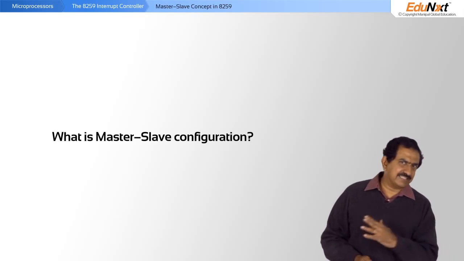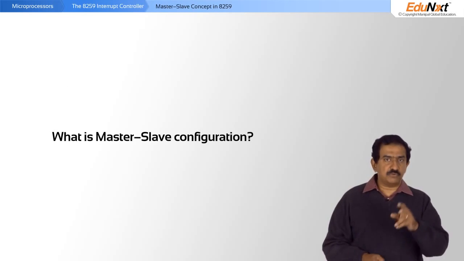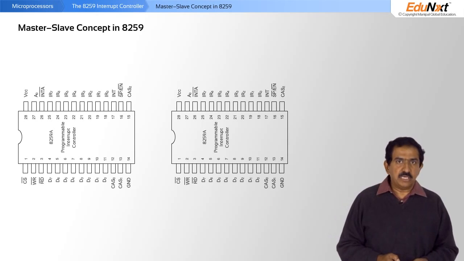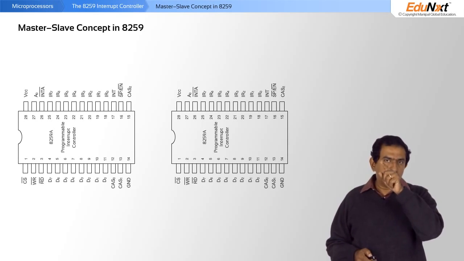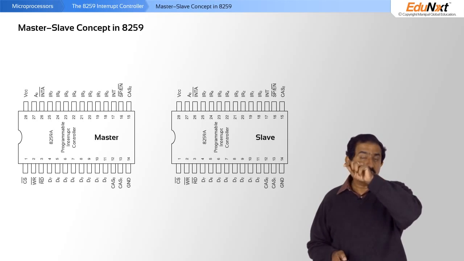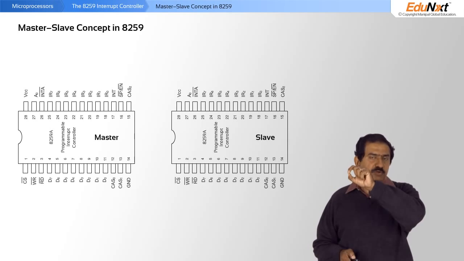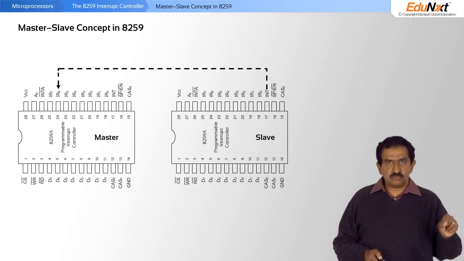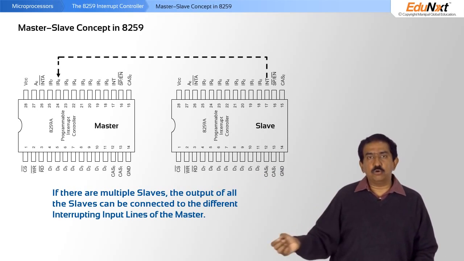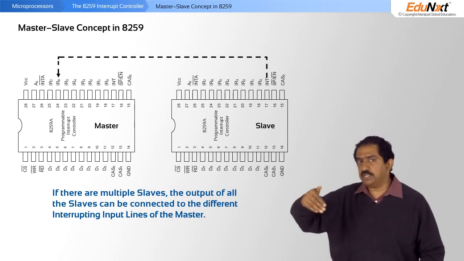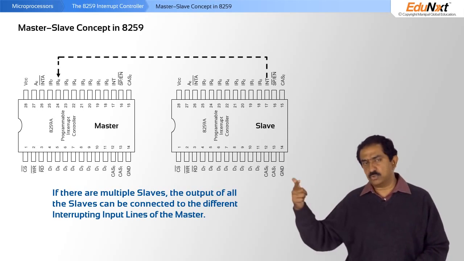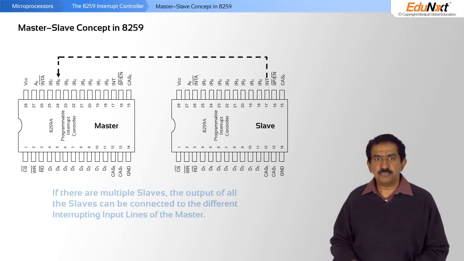Let's look at how this cascading works. It's called the master-slave configuration. I've just used two 8259s, but remember, you can have up to 8. Let's assume one is the slave and the other is the master. You connect the output interrupt pin from the slave to one of the input pins of the master. If you had multiple slaves, you would keep connecting the outputs of all those slaves to the different interrupting input lines of the 8259 master. That's why you can have 8 slaves and 1 master.